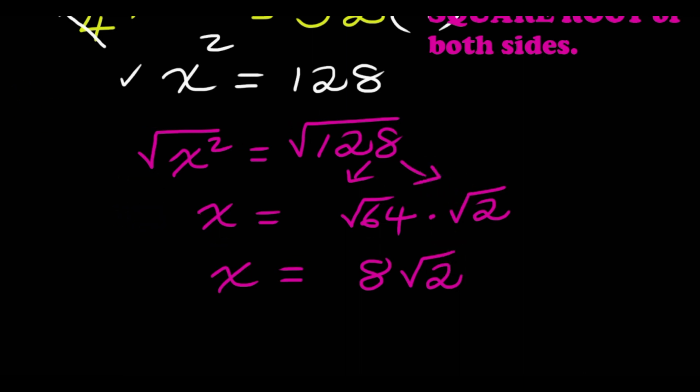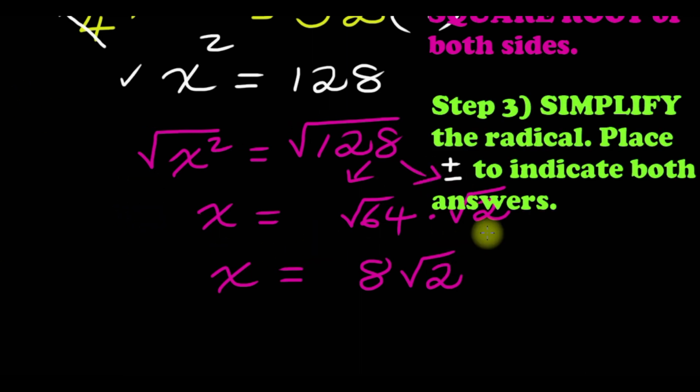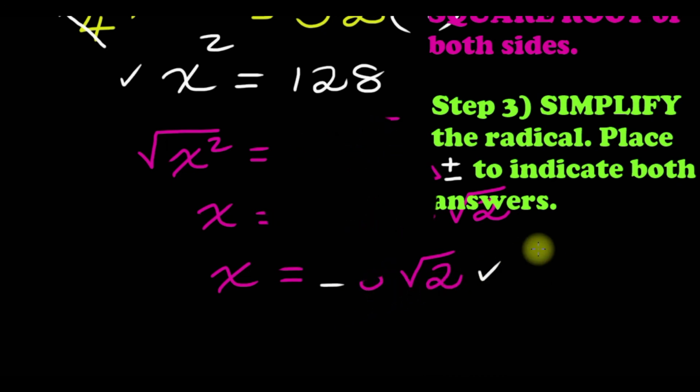And then, what do we have to do here? With step 3, we have to simplify. We did that. We simplified the radical. And then now we have to place the plus or minus in front of the 8 square root of 2, right? To indicate that you have a positive 8 square root of 2, and then you have a negative 8 square root of 2. Okay, and that's how you do it.